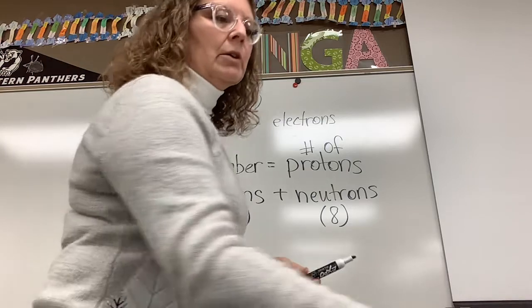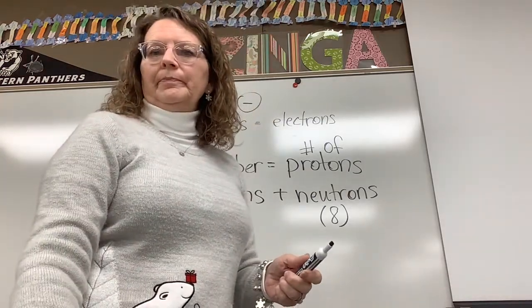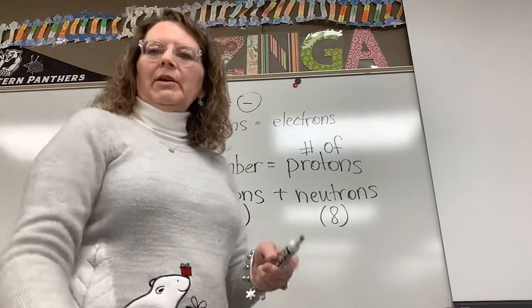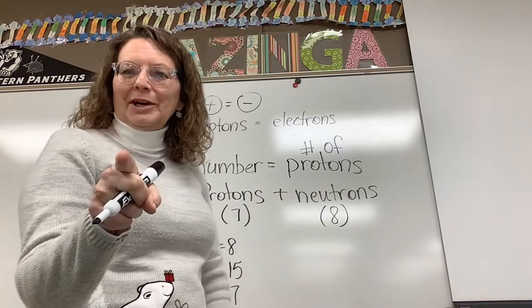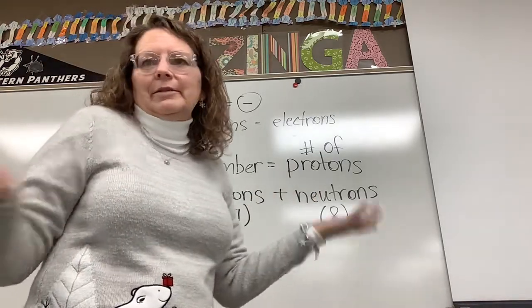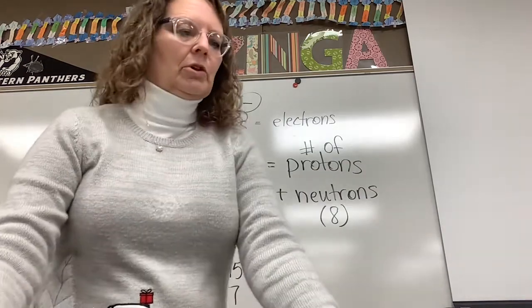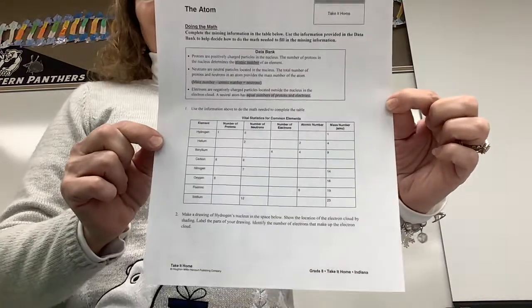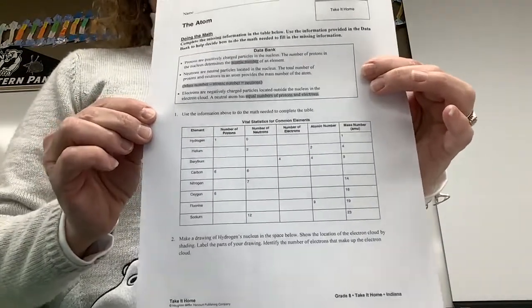All right. So protons plus neutrons equal mass. Okay. The atomic number is how I get the number of protons. If I know the number of protons, I know the number of electrons. Those are going to be the same number. Okay. So you're going to be doing this worksheet. You're going to fill in the blanks that need filled in.